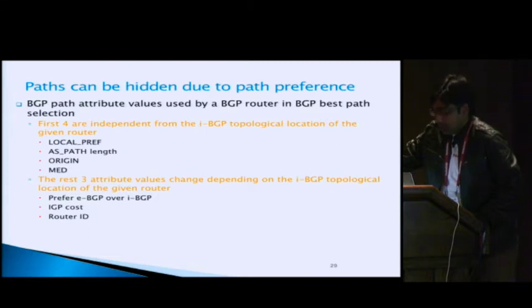The other three, which is eBGP over iBGP, IGP cost or router ID, they are actually related to how you place your router inside your BGP topology. So they also contribute to the path diversity of your prefixes. So what essentially we need to do is basically we have to think from the deployment perspective, how I can actually characterize my path diversity, whether the existing prefixes are actually hidden by my policy, which is BGP best path selection algorithm attributes, or it is because of my route reflector deployments.